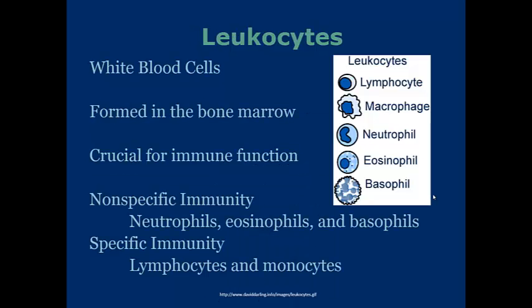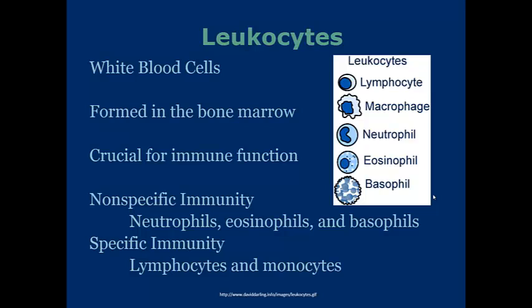Leukocytes, or white blood cells, are formed in the bone marrow. These are crucial for immune functions. Types of leukocytes are listed to the right. Don't worry too much about the exact functions of these currently. We'll go into the immune system in a later lecture.